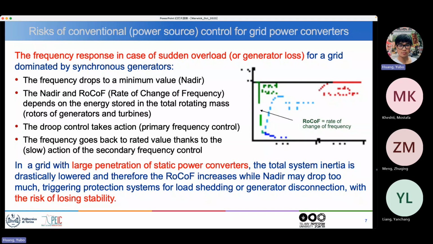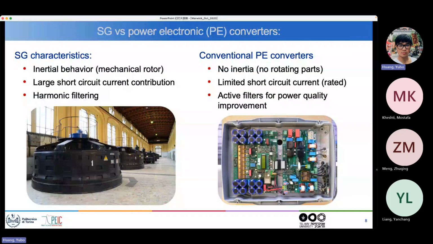So the danger is that with this penetration of inverters which are not good players, the system will become more vulnerable. So the robustness of the system will become vulnerable. Let's see what is the difference between a synchronous generator and a power electronic converter.